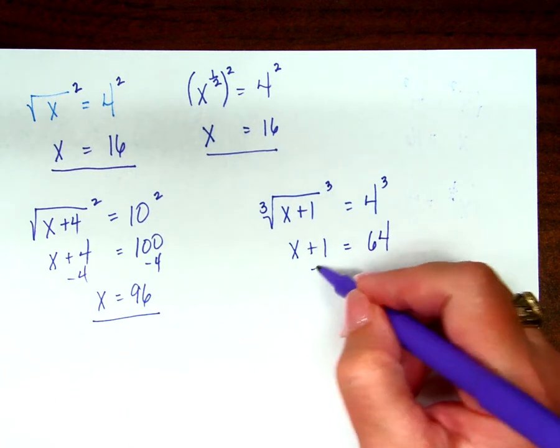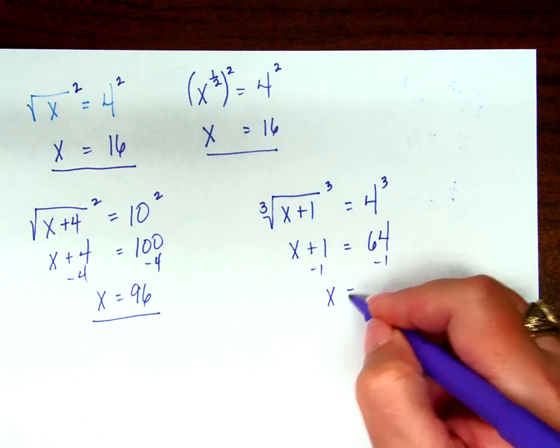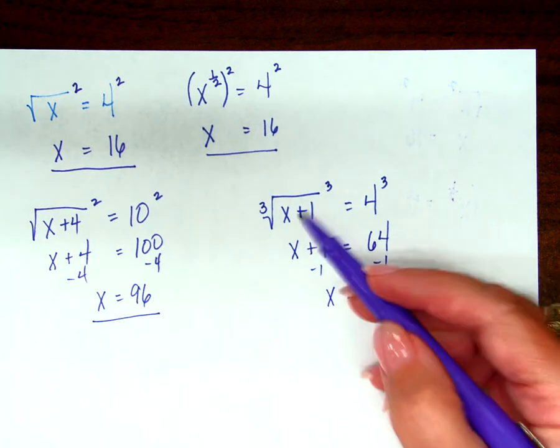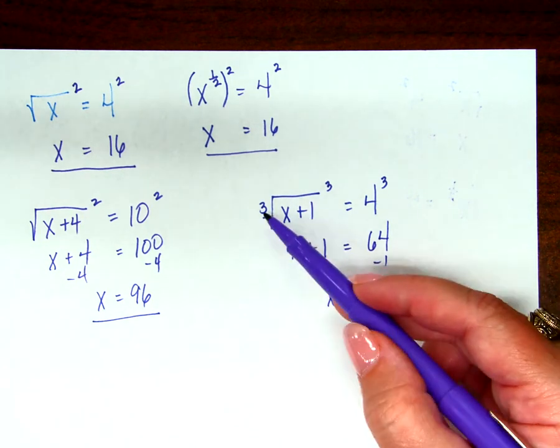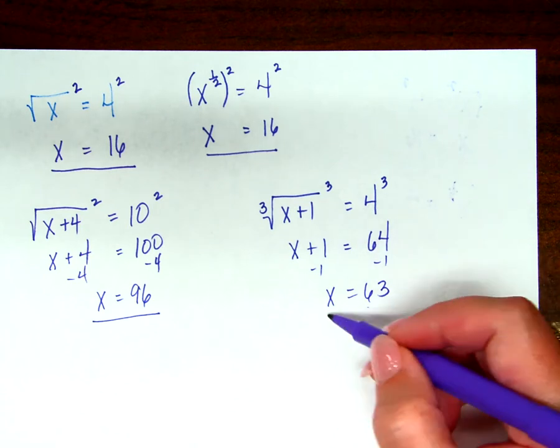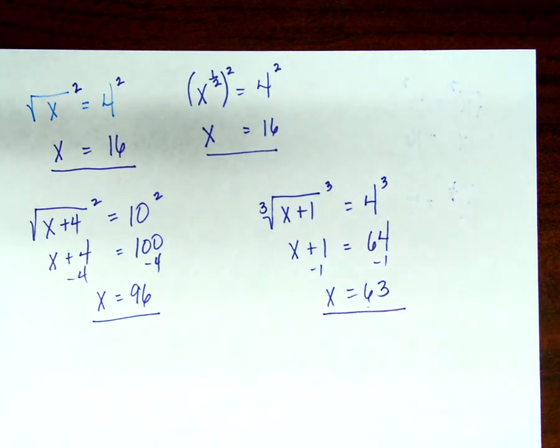To solve for x, 63. Is it the correct answer? We should check. 63 plus 1. The cube root of 64 is 4. Does 4 equal 4? Now I'm positive it's the correct answer.